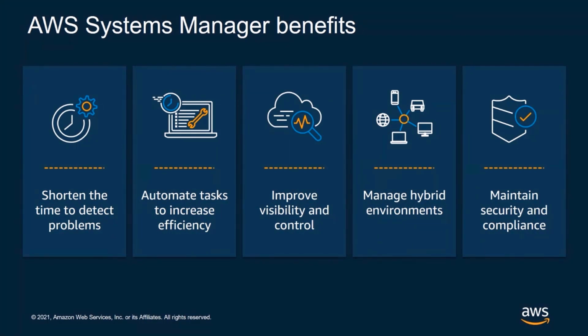You can use predefined automation playbooks or build your own to share for common operational tasks, such as stopping and restarting an EC2 instance. And Systems Manager also has built-in safety controls, allowing you to incrementally roll out new changes and automatically halt the rollout if any errors occur.